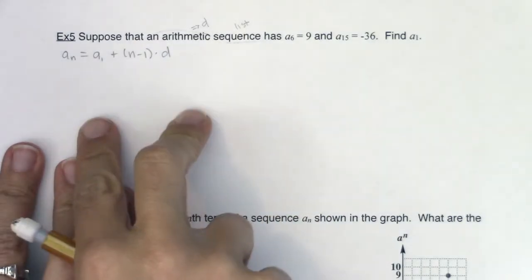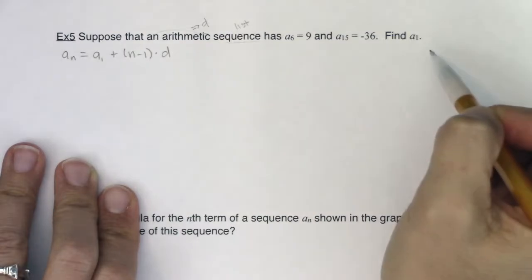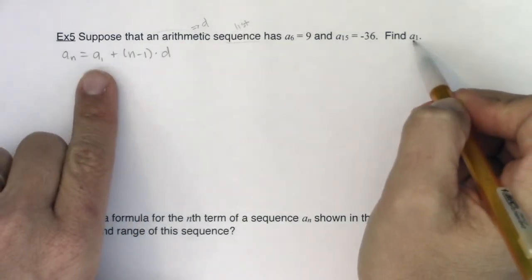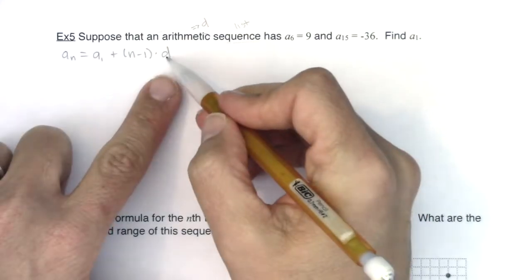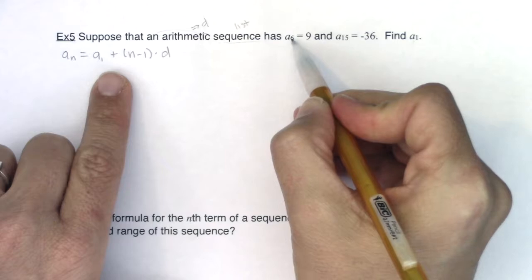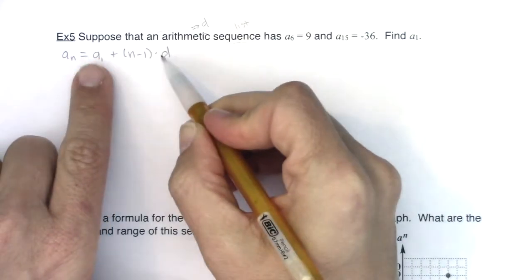And the most critical components of this are a sub 1 and d, right? And I wasn't given either of those. I wasn't given a sub 1. I'm being asked to find it. I wasn't given D, so we have some work to do. At best, I can see I was given maybe n being 6 and a sub 6 being 9, but that's still not a sub 1 and D.